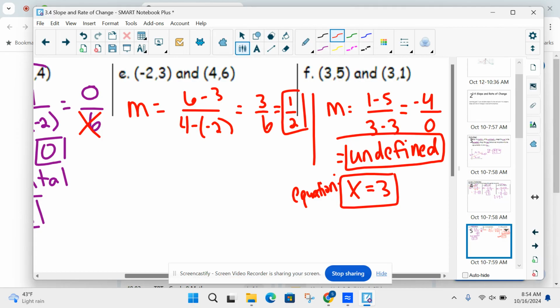Yes, so for f, you should be getting negative 4 over 0. And since you can't divide by 0, your answer is undefined. And since the x's are repeating, that means it's an x equals equation, not a y equals equation. Where's your answer to E? Okay, make sure you simplify it. Want to simplify your answers. Yeah, you can write UD or type or write out undefined and write the equation.